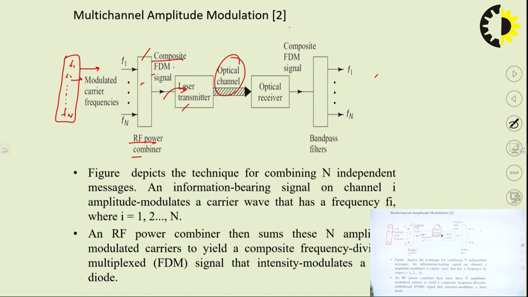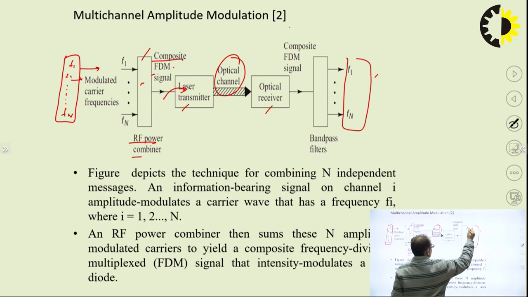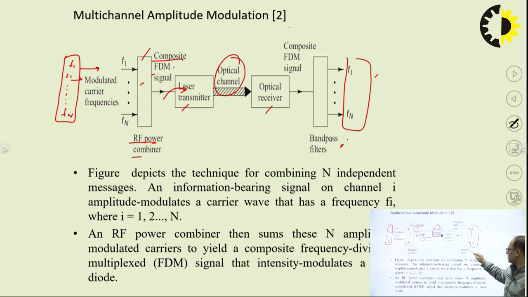At the receiver end, this optical signal is demultiplexed into the different frequencies, which are F1, F2 and FN, using a band pass filter, or we can use a splitter. Clear? And this splitter is used generally when it is combined with the WDM technique. Clear?